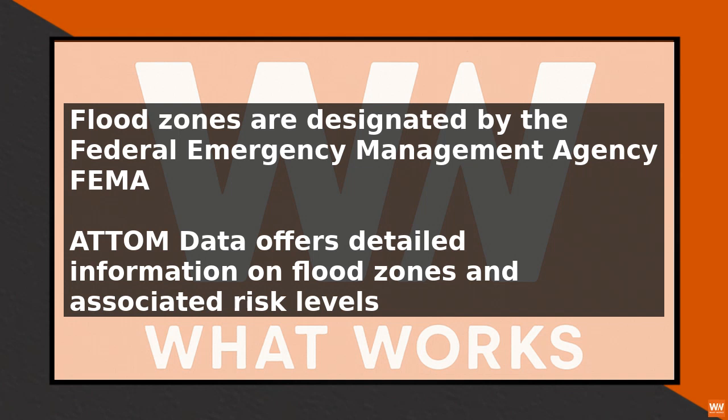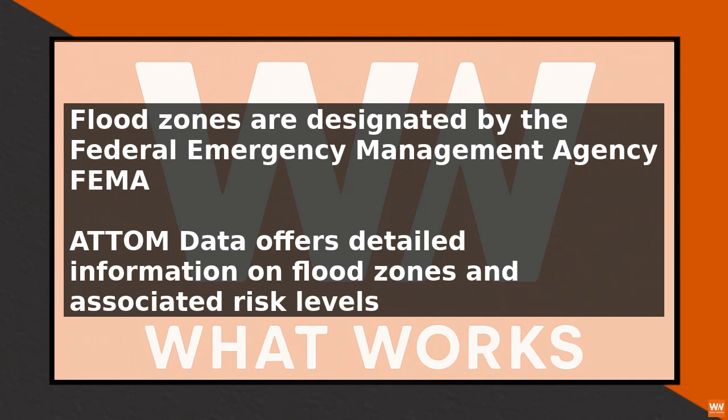Here, you will find a range of data points, including flood zone designations, wildfire risk scores, and proximity to toxic waste sites. One of the key concepts to understand when working with environmental risk data is the concept of flood zones. Flood zones are areas that are prone to flooding, and they are designated by the Federal Emergency Management Agency, FEMA. ATTOM Data provides detailed information on flood zones, including the zone designation and the associated risk level.